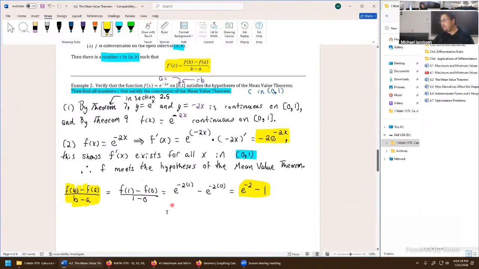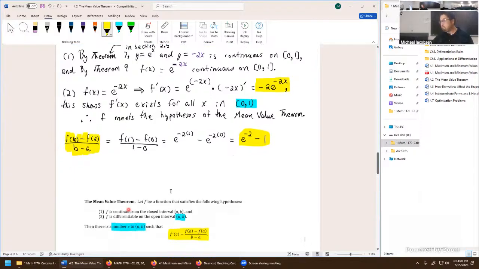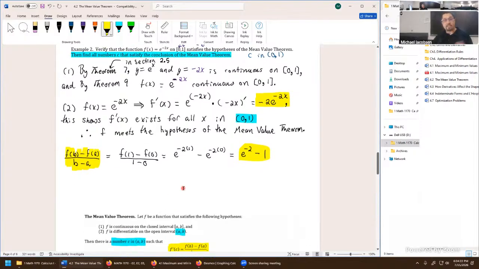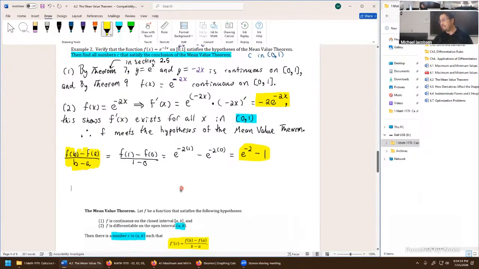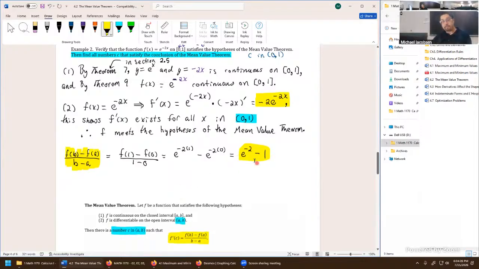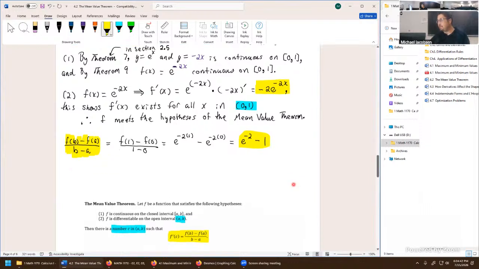So here's our next step right after. Before we go to the equation solving side, any questions at all? Just getting that e to the power negative 2 minus 1. Okay, let's continue going forward.